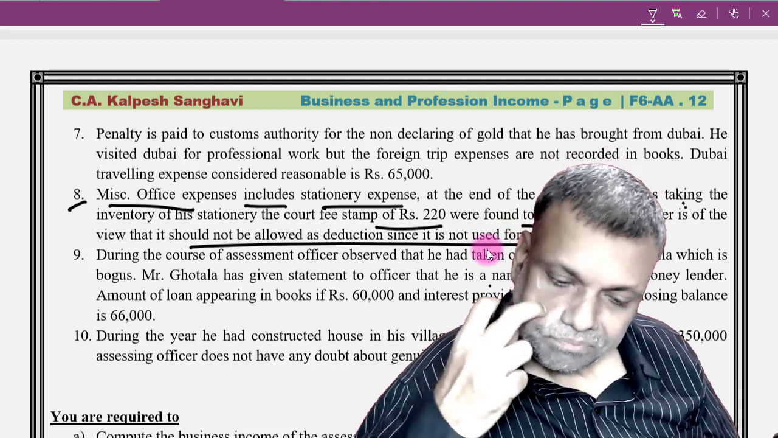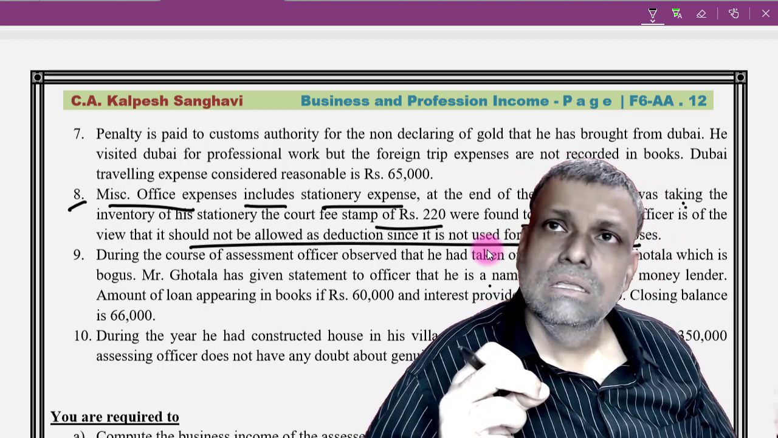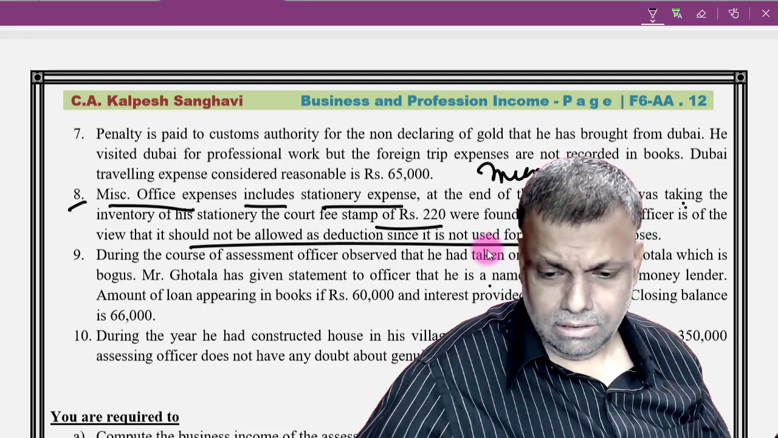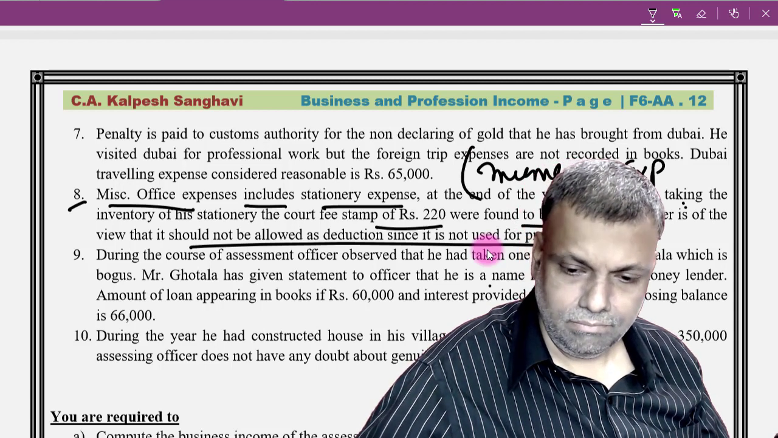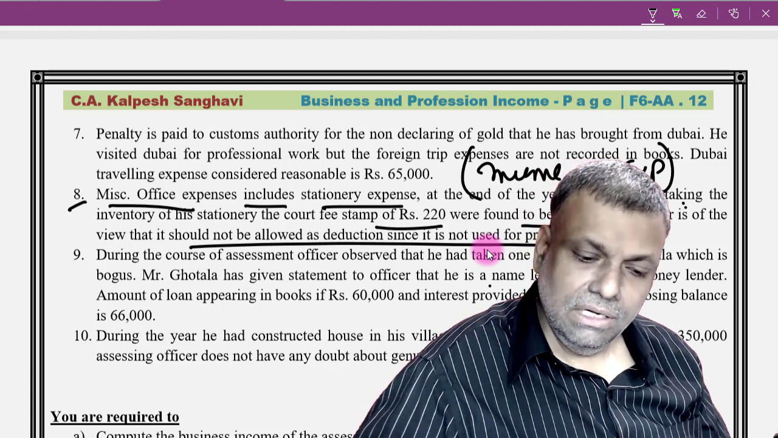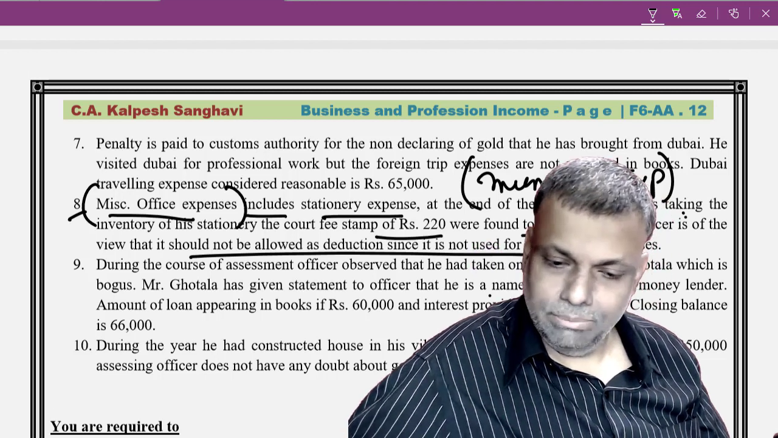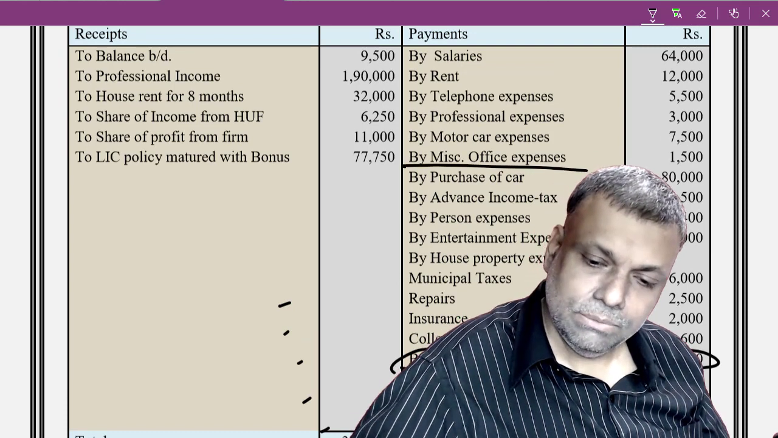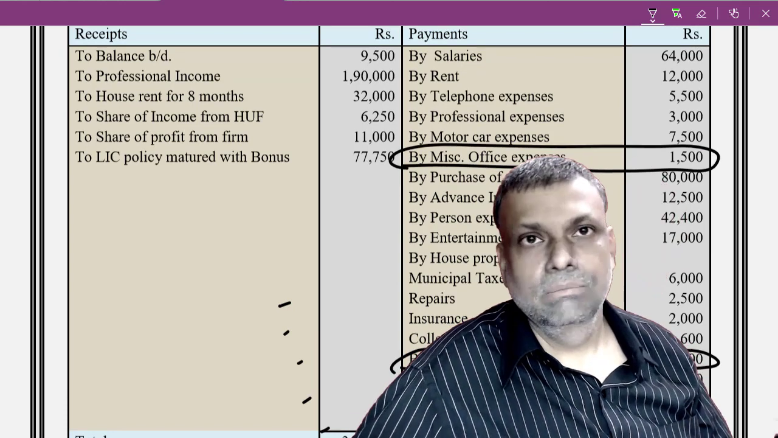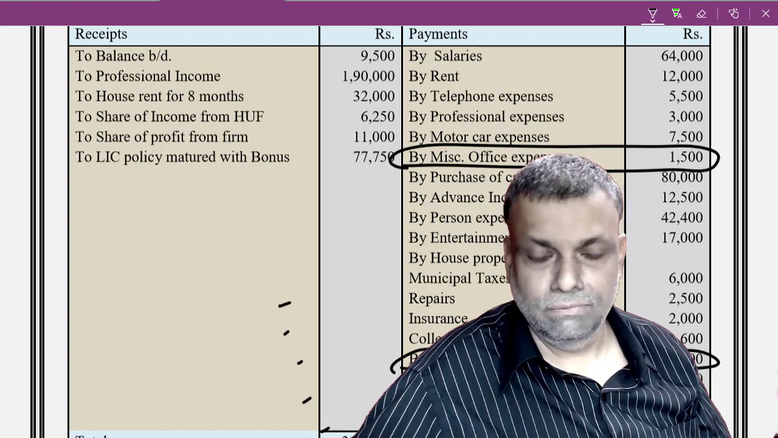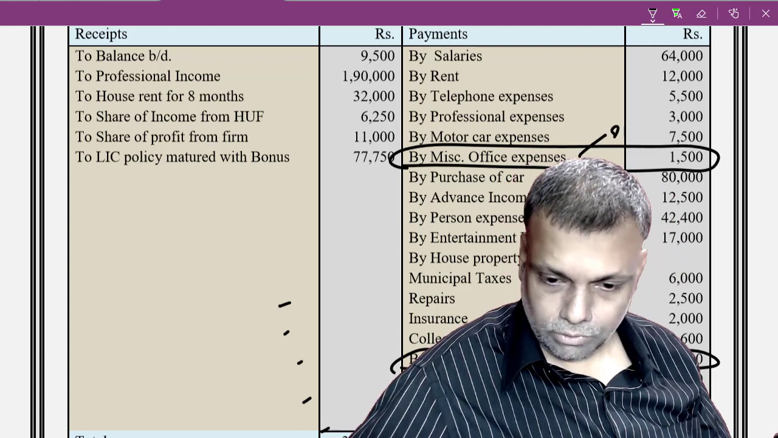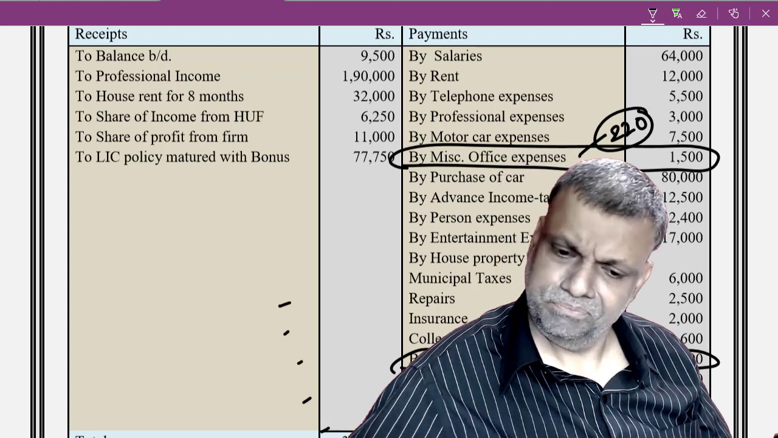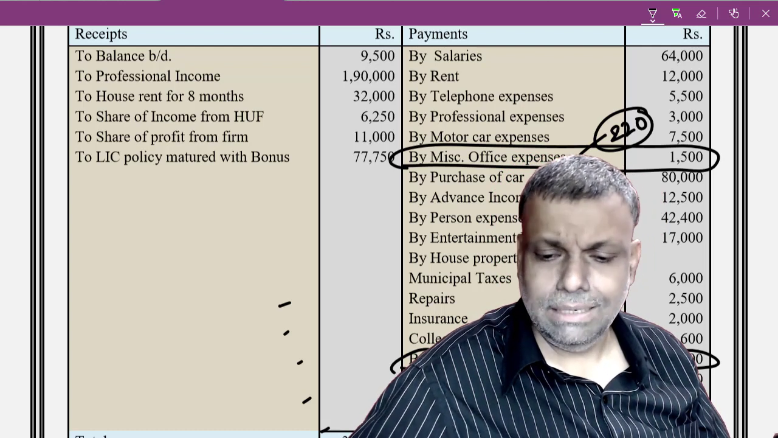See, in general, it is income minus expense. Let me check the miscellaneous office expense. Okay, miscellaneous office expense is this figure. Basically, you are already showing 1,500 rupees as outflow, out of which the question mark is on 220 rupees. It is for some court fee stamp, but this much of court fee stamp is missing.